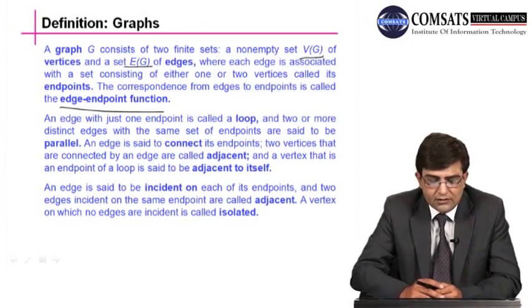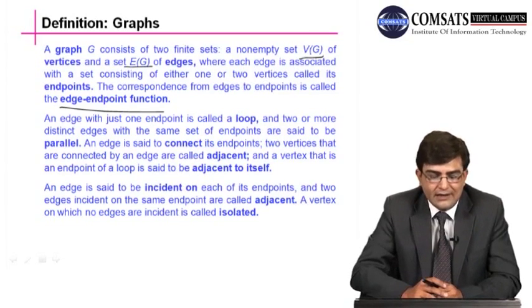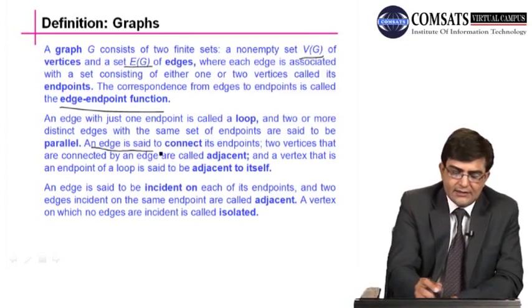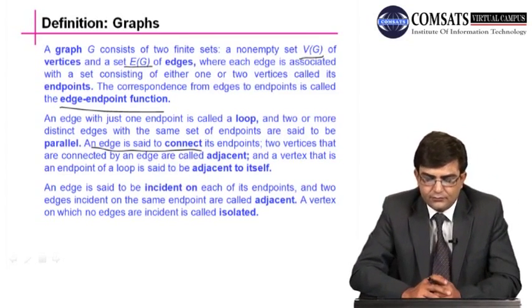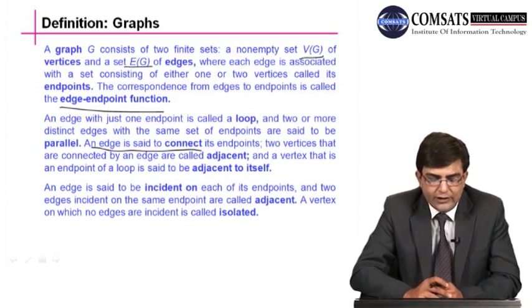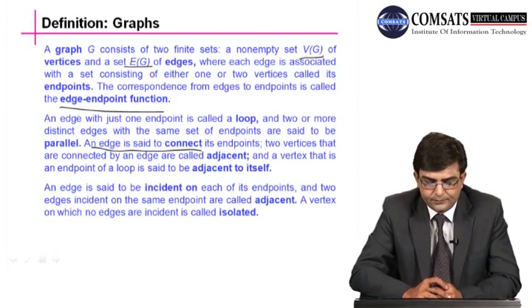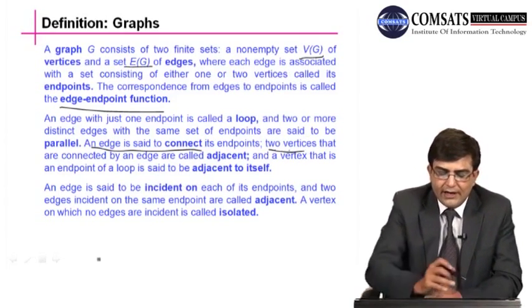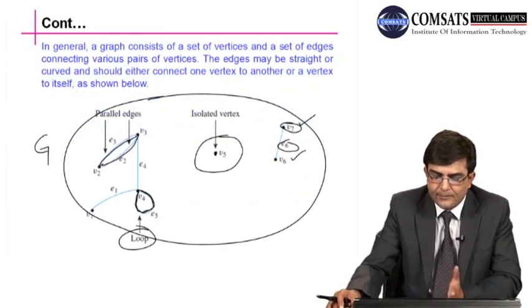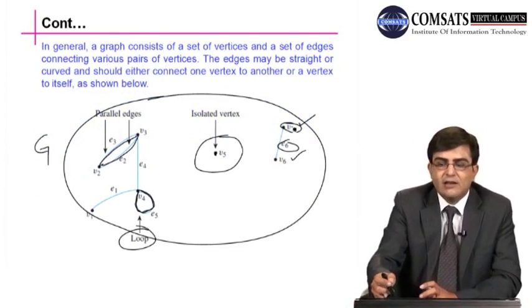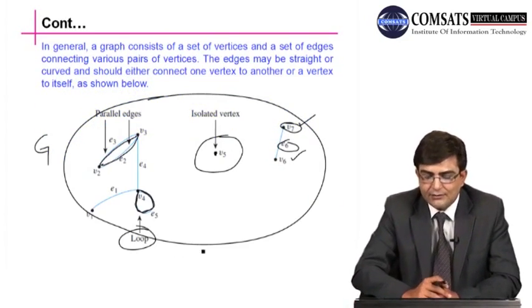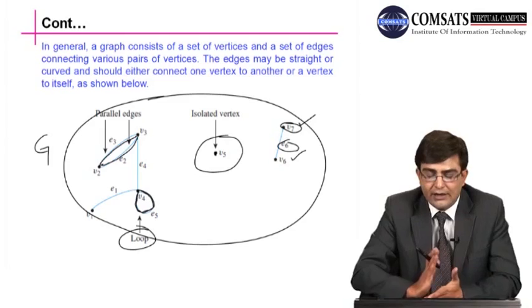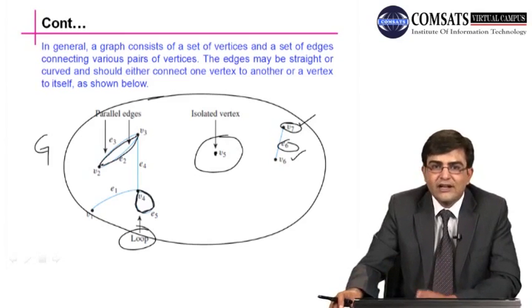An edge with just one endpoint is called a loop, and two or more distinct edges with the same set of endpoints are called parallel edges. An edge is said to connect its endpoints. Two vertices that are connected by an edge are called adjacent. For example, here V6 and V7 are adjacent vertices because they are connected by an edge.